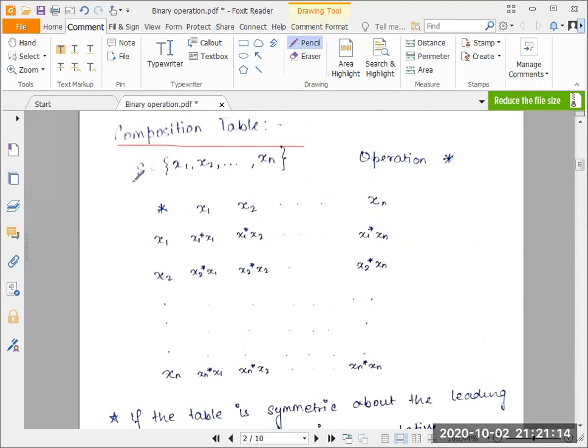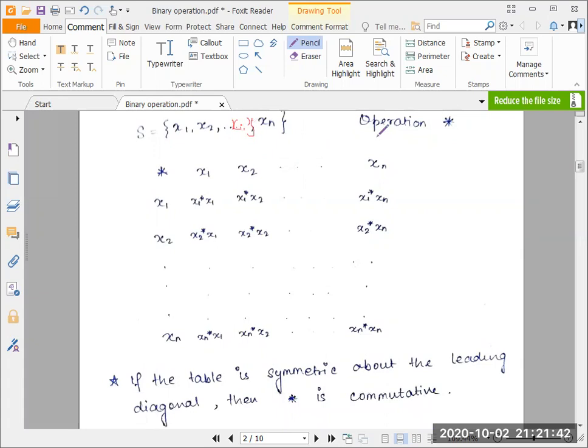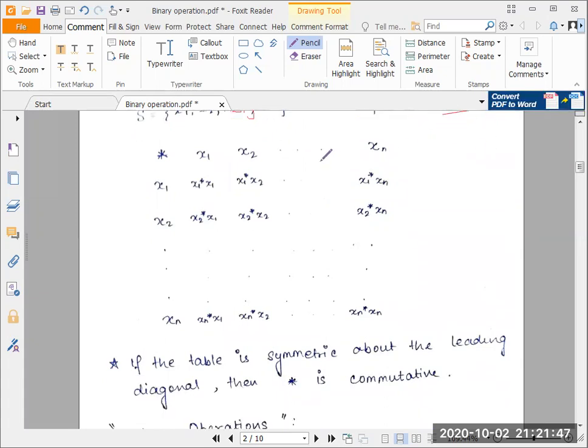Now, as I had already defined, a binary operation has to be defined on a set of elements from which the operands are taken. Let's say that set is S, as I mentioned in my previous video, and it has n elements, x1, x2 up to xn, with some elements xi and xj in between as well. The operation under consideration is the operation star. So the composition table looks something like this.